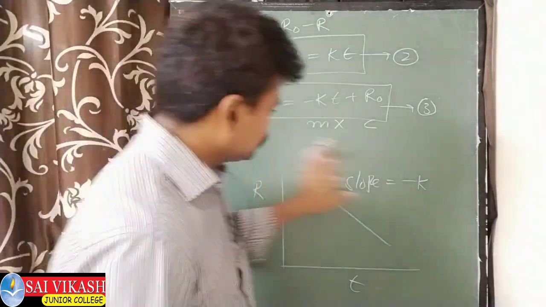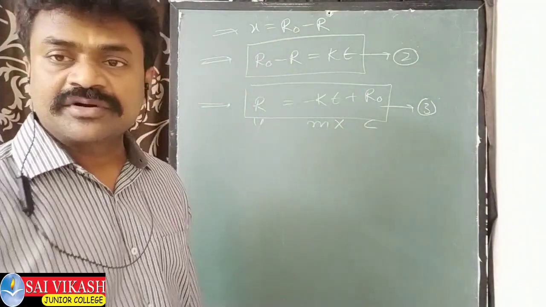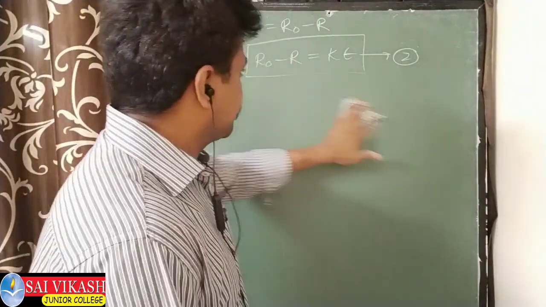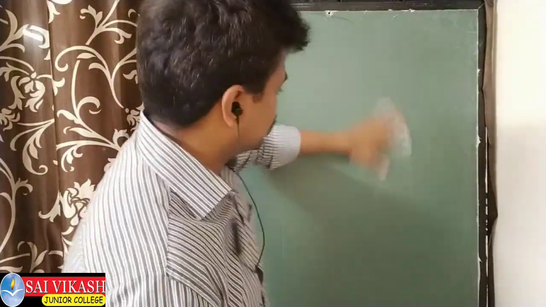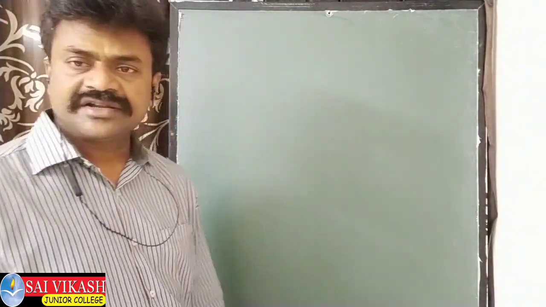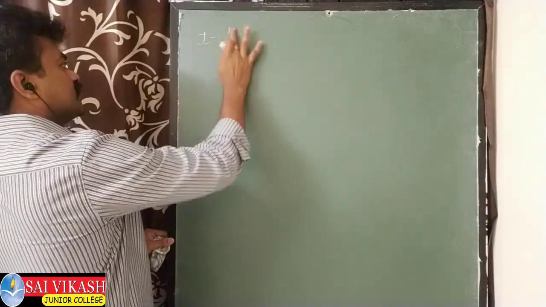Now, after zero order, all these 1, 2, 3 equations are important for subjective and objective also. And in yesterday's video I gave the examples for the zero order and all, and now the zero order integrated rate equation is over. Now coming to the first order integrated rate equation. First order.